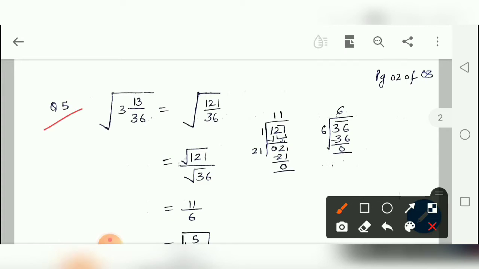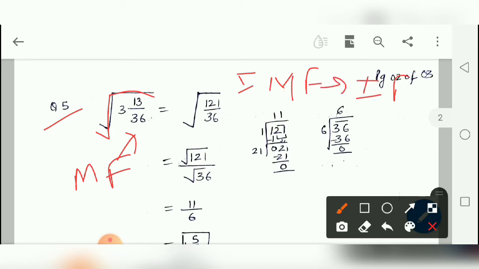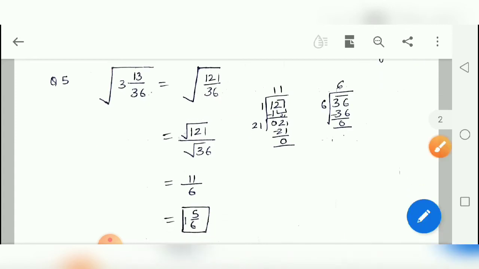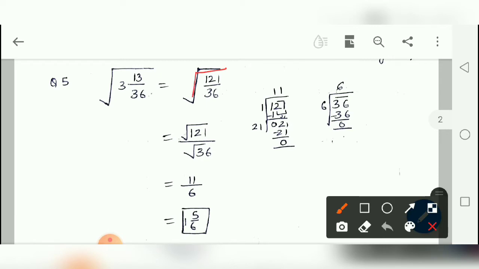Now the next question is question number 5. Here under root of 3 and 13 by 36, a mixed fraction, is given. Now our first step would be to convert the mixed fraction into an improper fraction. This should be the first step. Whenever a mixed fraction is given, we have to convert it into an improper fraction. Then this will become under root 121 upon 36.